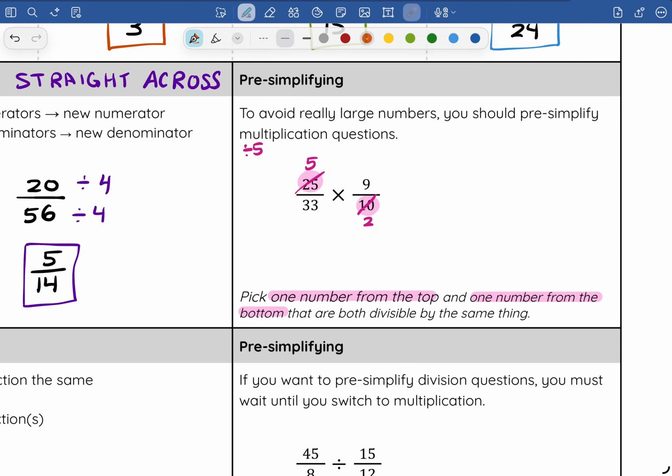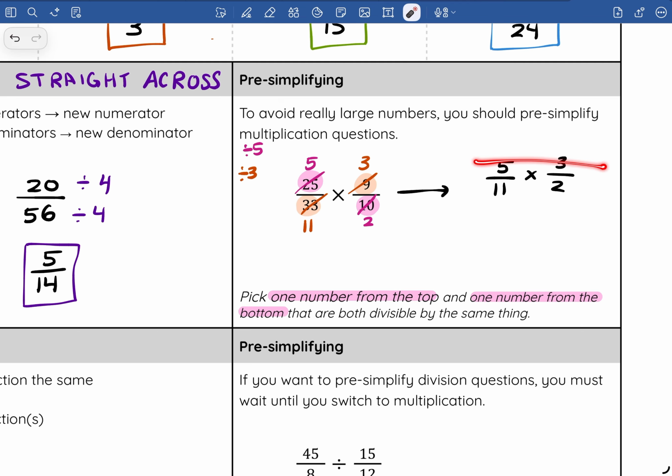We can also go in and say, okay, is there anything else that we see as having factors in common? 33 and 9, what are they both divisible by? By 3. So we can divide by 3 for those ones. So 9 divided by 3 gives us 3. 33 divided by 3 gives us 11. And at this point, it's starting to get a little bit messy, so I usually like to rewrite it. So this is turning into 5 over 11 times 3 over 2.